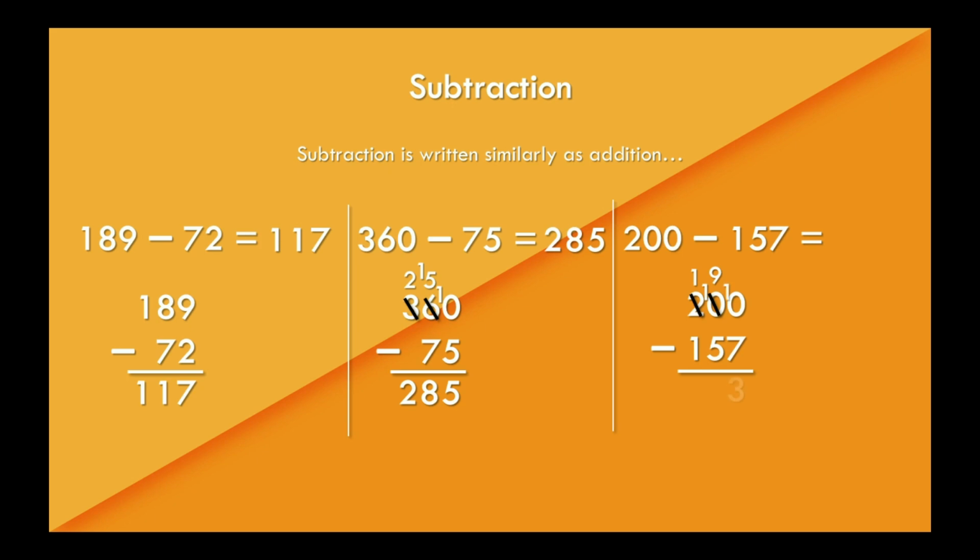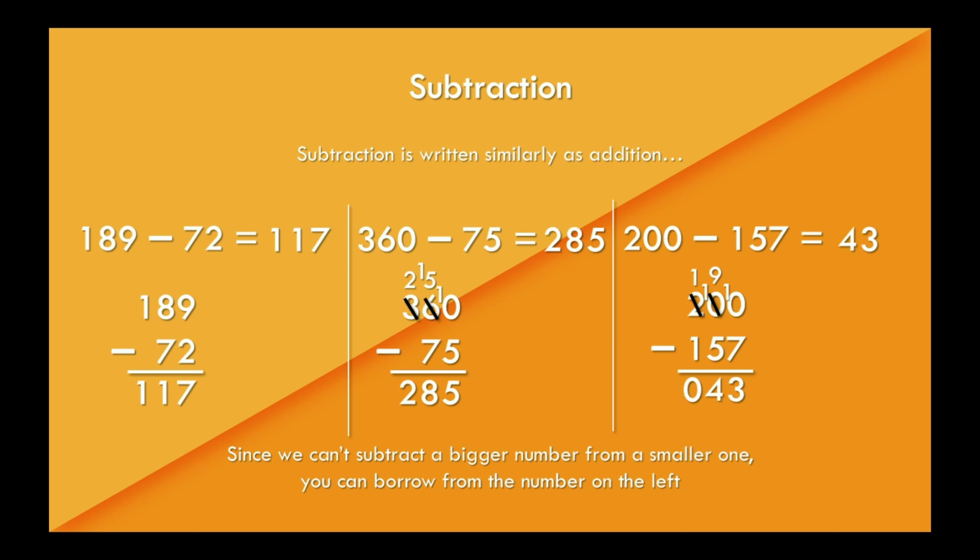Now we can do 10 minus 7, giving us 3, 9 minus 5, giving us 4, and 1 minus 1, leaving us with 0, giving us a final answer of 43. Now we need to remember that borrowing is possible and that you can only borrow from the number immediately to the left. If that number is 0, like we saw with the last example, then it needs to borrow first before you can borrow from it.